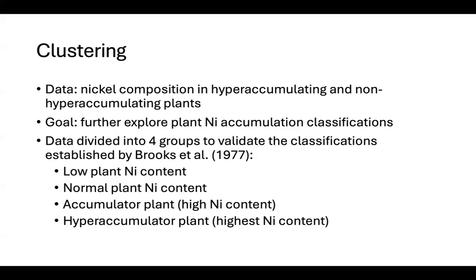In the second step, which focuses on clustering, the data used was nickel composition in hyperaccumulating and non-hyperaccumulating plants, and the goal of this step was to further explore plant nickel accumulation classifications. To do this, data was divided into 4 groups to validate the classifications established by previous work by Brooks et al. These classifications were low plant nickel content, normal plant nickel content, accumulator plant, which has high nickel content, and hyperaccumulator plant, which has the highest nickel content.